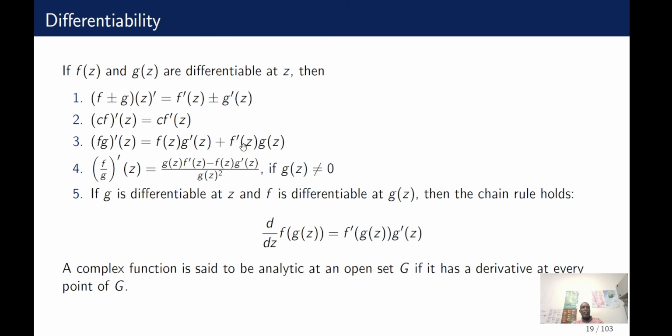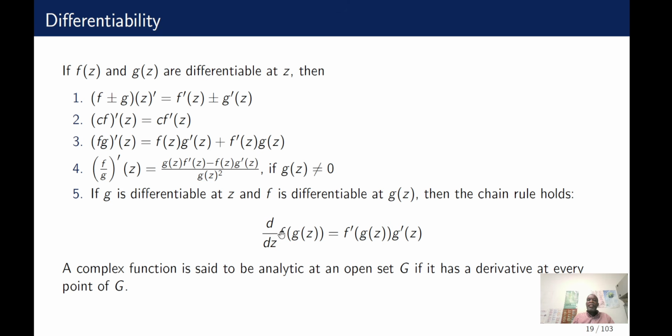Number four is the quotient rule. If g of z is not equal to 0, you have the quotient rule. This is the rule that we use to differentiate rational functions. We were using this as u over v for real functions. So the same rules for calculus of real numbers apply with the calculus of complex values. Then number 5 is what we call the chain rule.